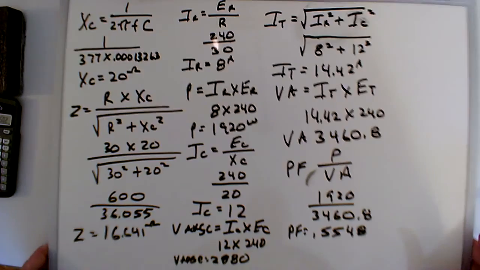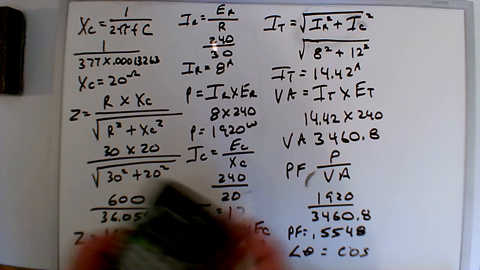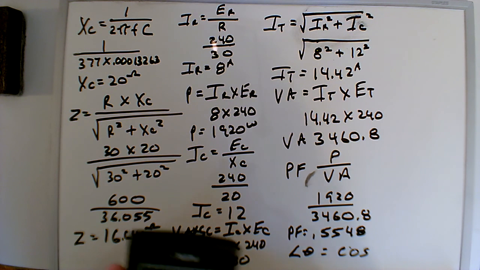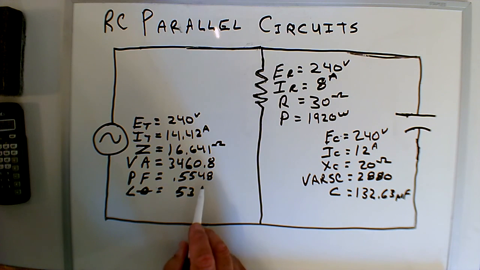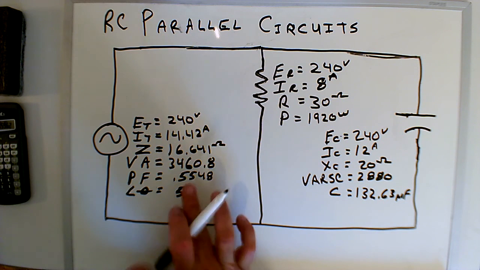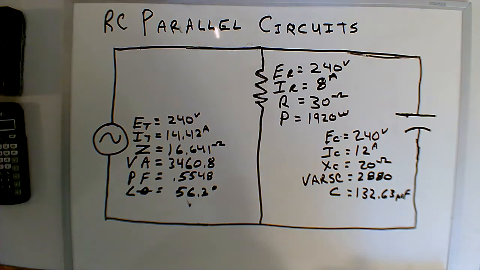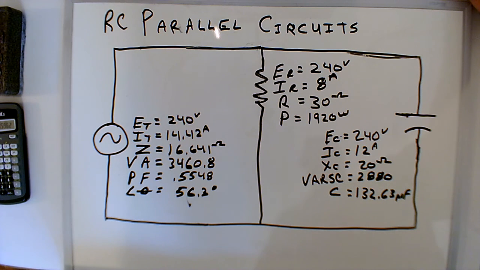And from there we can solve for angle theta, which is equal to the inverse cosine. So at that point I put in 0.5548 and it comes up 56.3 degrees. So the circuit is 56.3 degrees out of phase. And we've solved all the values we need to solve for a parallel circuit.